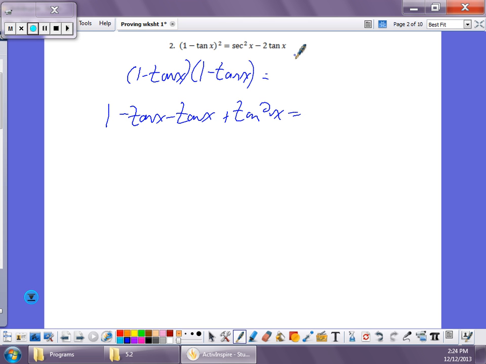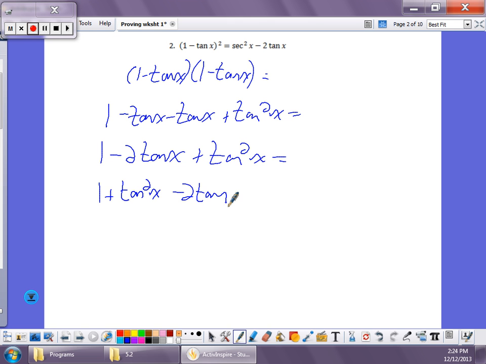And again, I'm going for secant squared minus 2 tangent x. So I'd get 1 minus 2 tangent x. Oh, that looks good. Plus tangent squared x. So I have my 2 tangent x. So I'm going to rewrite this. So my 2 tangent is the last term, just like I have. That's 1 plus tangent squared x minus 2 tangent x.